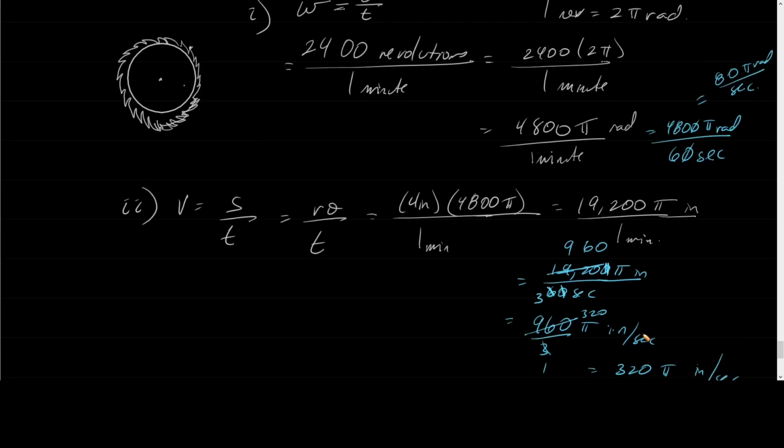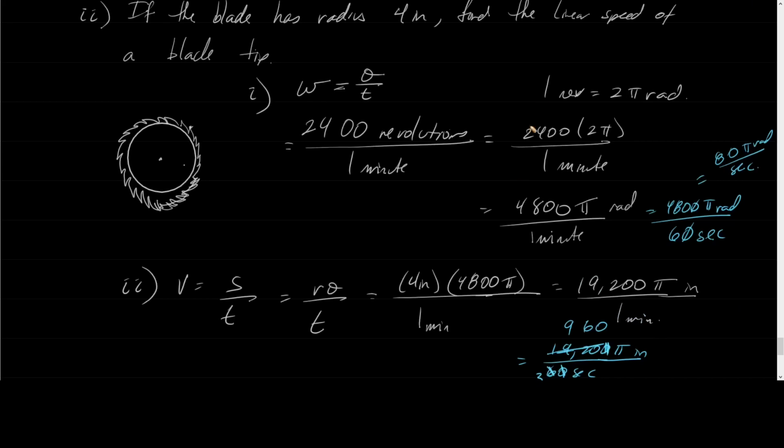But again, at the very end here, I want you to keep in mind that with linear speed, we're talking about how fast it's going around the circle. Angular speed is how fast the angle is changing around the circle. All right, so that's the end of 4.1.